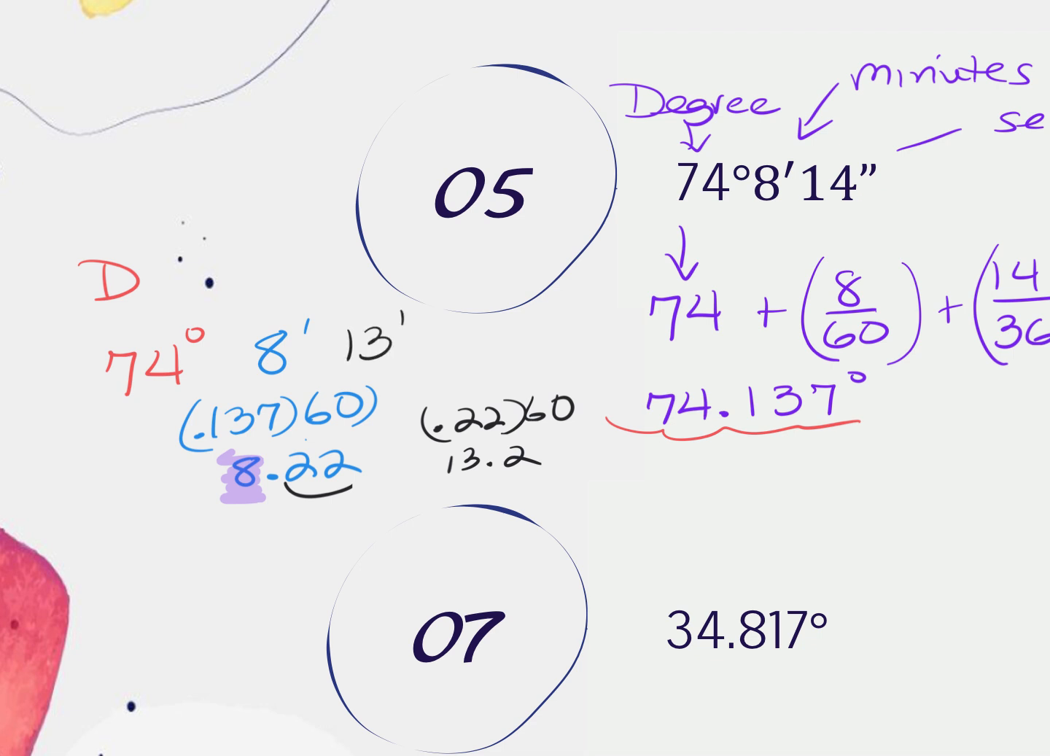Now, notice the answer is different from here because, again, these were rounded numbers. So that's how you go from the degrees, minutes, seconds into the decimal degree, or from a decimal degree into degrees, minutes, seconds. Let's try another example going from degrees, minutes, seconds.